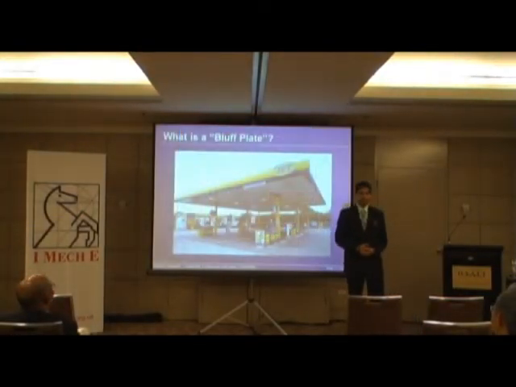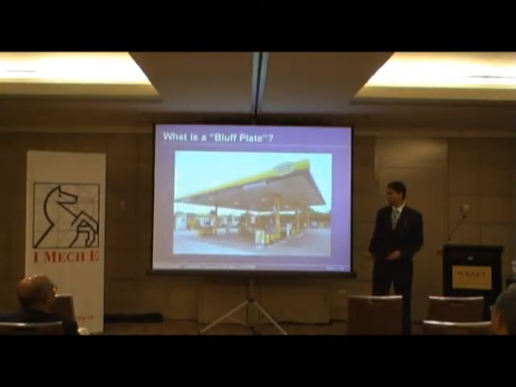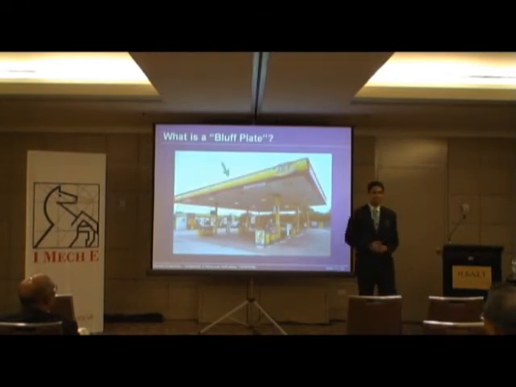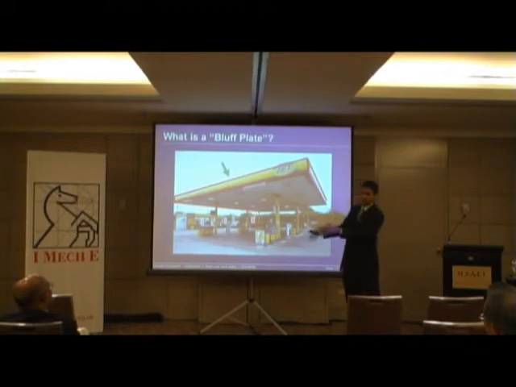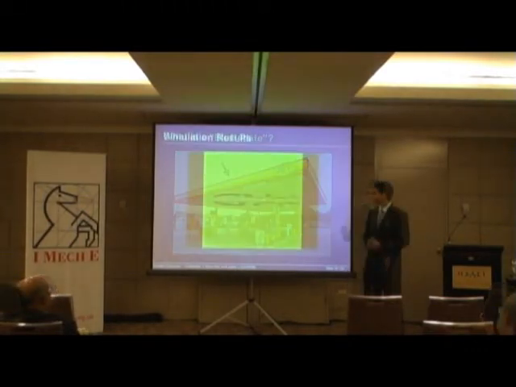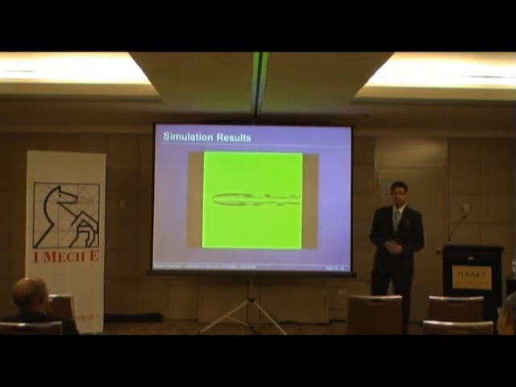What do I mean by Bluff Plate? Here's an everyday example from a very expensive place. That's a Bluff Plate. I've studied a geometry which is thin, long, wide, and it has sharp rectangular leading edges. In an animation, this is what my vortex shedding state looks like. You can see the vortices forming behind the leading edge of the plate, and then they move downstream.